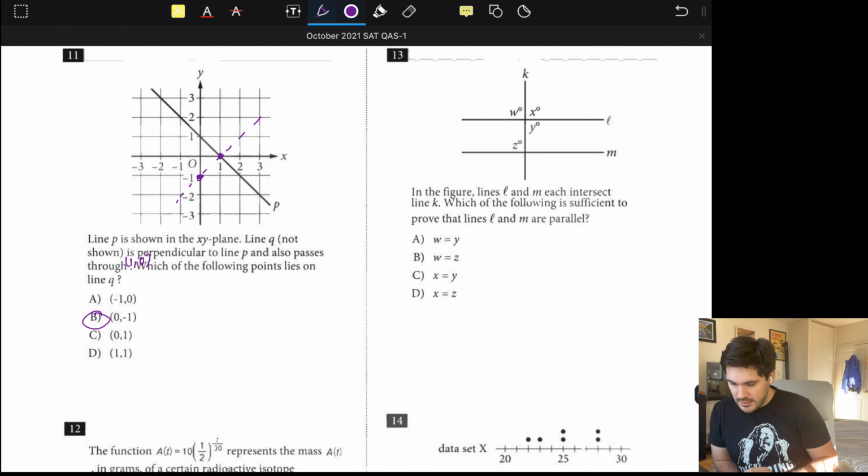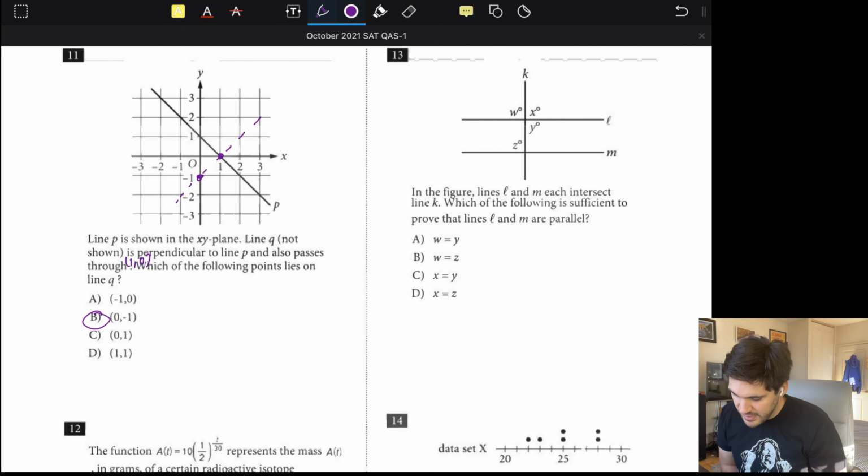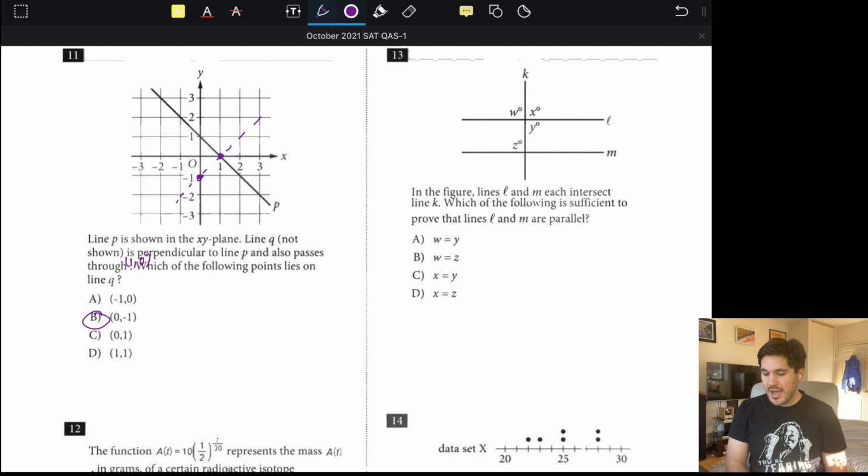Number 13, we have some lines. They intersect the M, which of the following is sufficient to prove that L and M are parallel? W equals Y? No, because that doesn't tell us anything about X and Z and the other angles relative to each other, so that's not enough. W equals Z. This, however, is enough. Because if it's going through them and those angles are the same, for that to be the case, L and M basically have to be parallel. Otherwise, this isn't possible. So B is the answer.